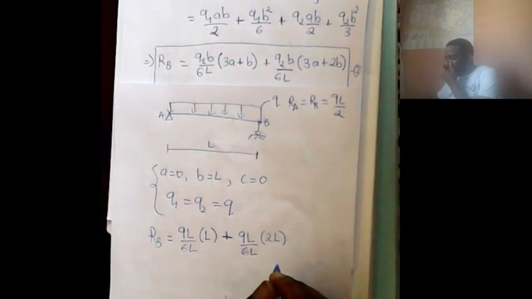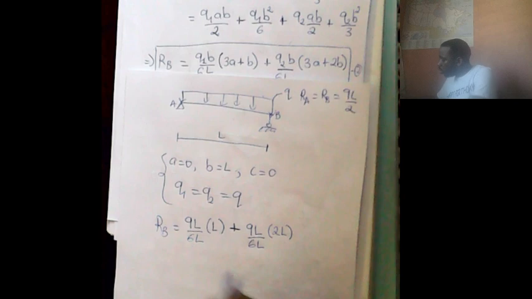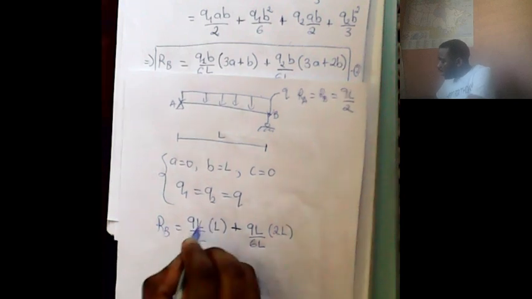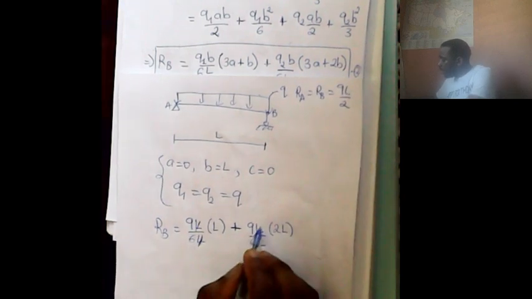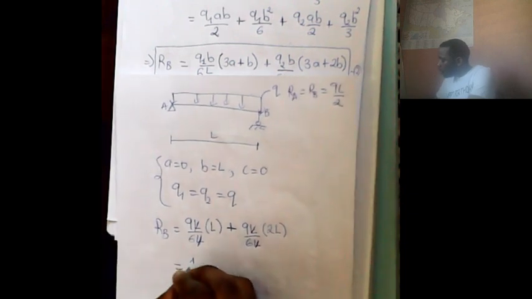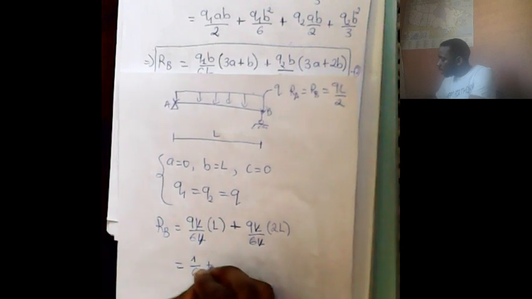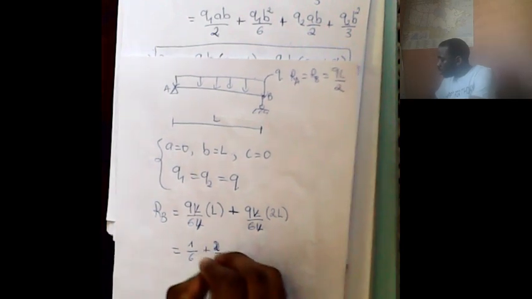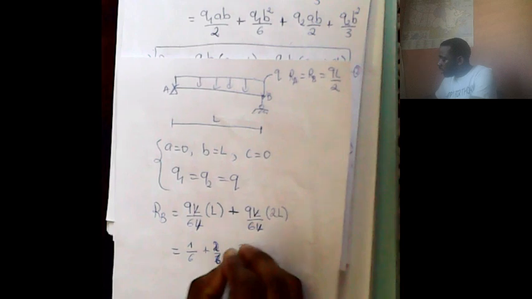Okay, so let's see. Does that give us QL on 2? Normally this L cancels this L. This L cancels this L. What I will have here is 1 on 6 plus 1 on 3. Why even stress? Just say plus 2 on 6. And that gives me 3 on 6, which gives me half. Okay, so RB is actually equal to QL on 2.